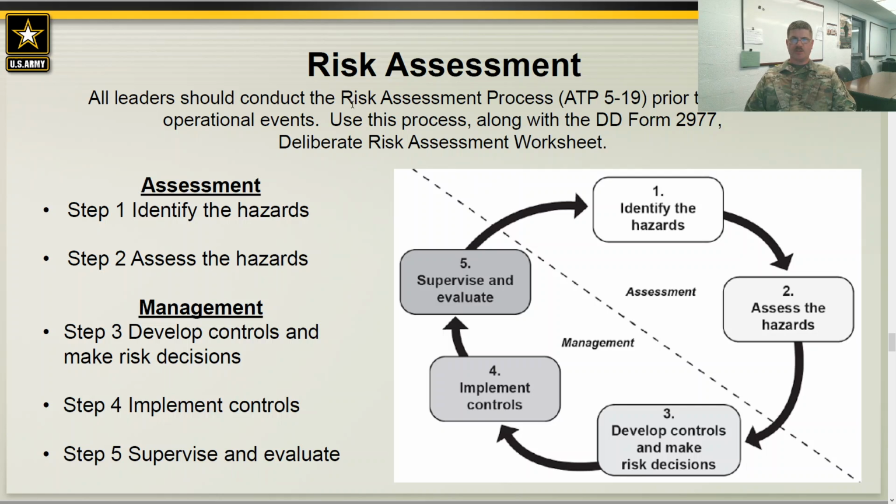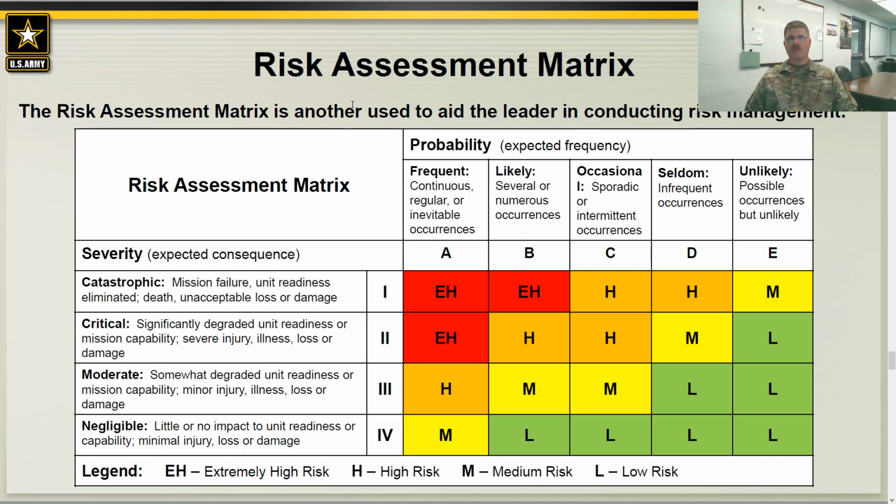We'll look at the risk assessment matrix next. And it looks like this. Across the top, you have the probability. In other words, how often or what is the likelihood of it to occur. And then down the left, you have the severity. If it should happen, what could be the impact on the mission? Whether it be catastrophic or all the way down to negligible.